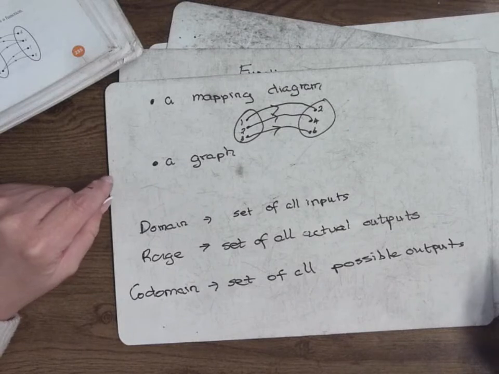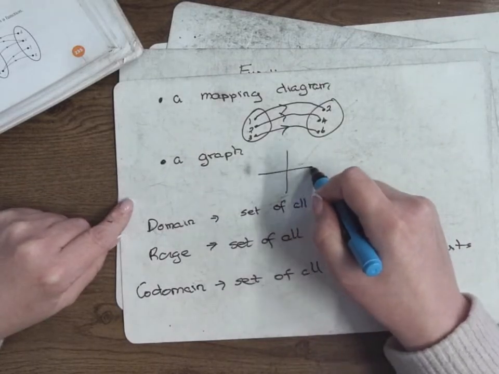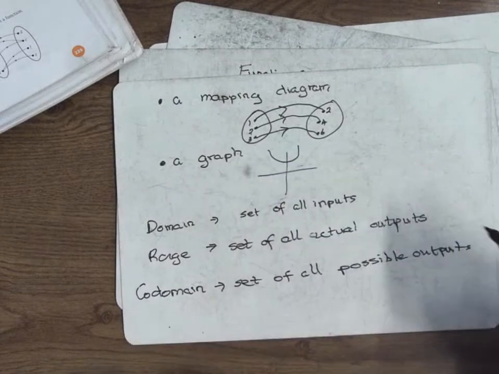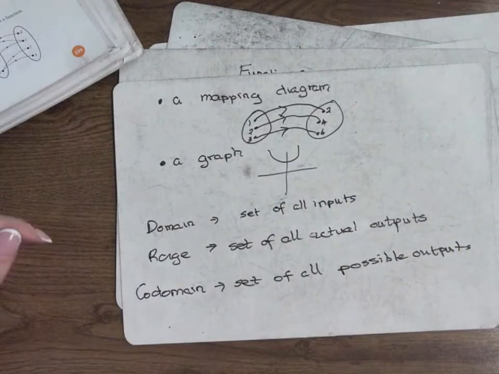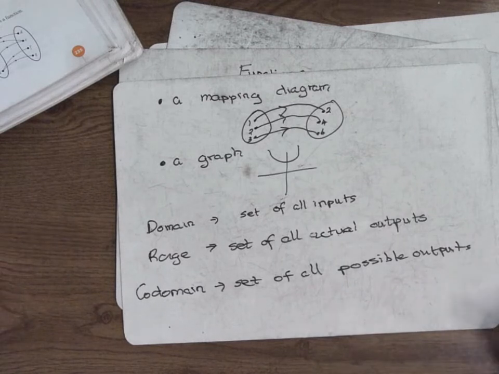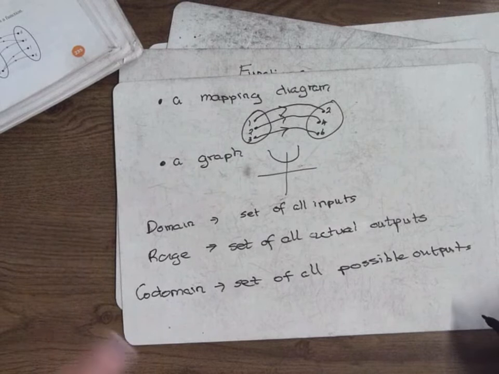Or it can be represented by a graph. So I don't know what function you come out with, but you might end up with a smiley face. You might end up with a straight line. You might end up with a curve. Who knows? You could end up with anything, but you can represent a function on a graph. So you can look at a graph and say that's a function.